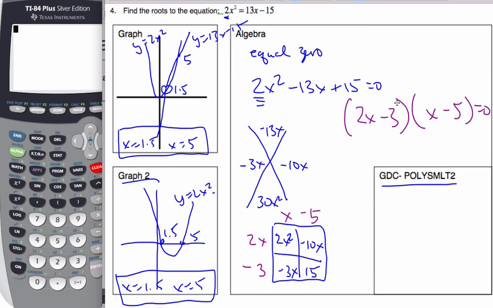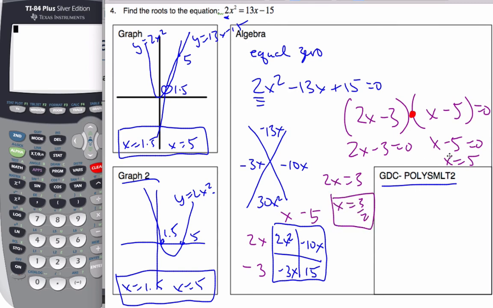I factor this to this scenario. Once it's there, then the null factor law applies because there's a product. It's this number times this number. What makes them 0? Well, 2x minus 3 is 0, or x minus 5 is 0. Well, that's x is equal to 5. This is 2x is equal to 3. If I add the 3, divide by 2, I get x is equal to 3 over 2. And so here are my answers for x algebraically by factoring, which is the same as 1.5 and 5.